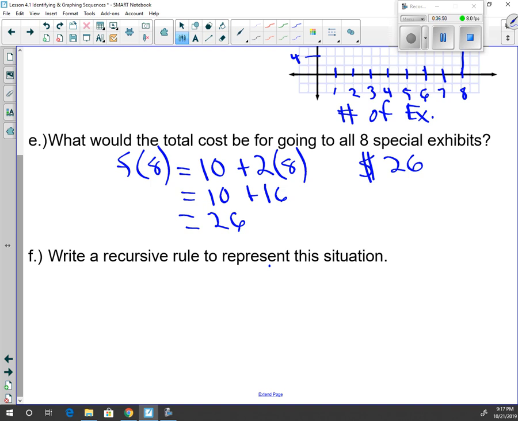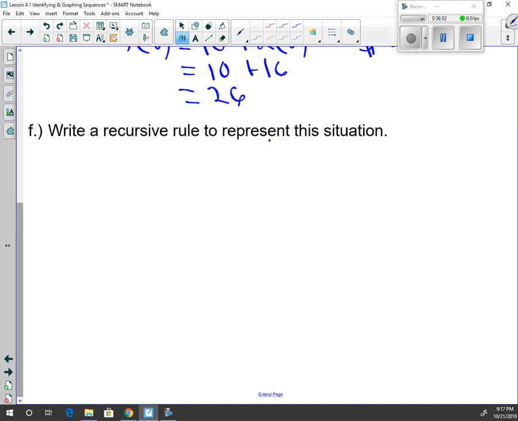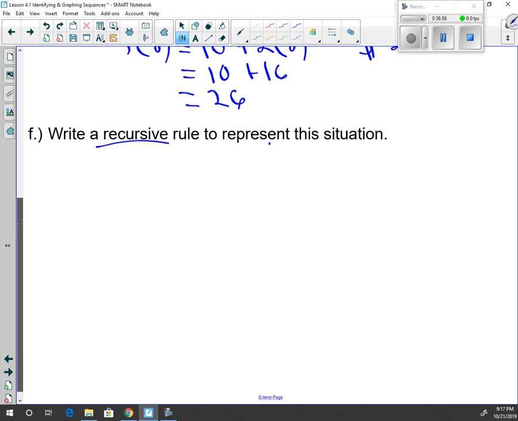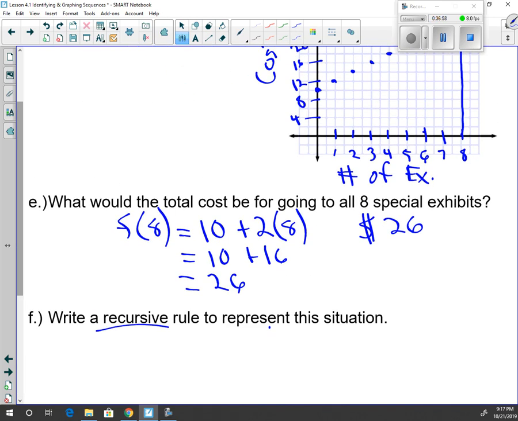$26. Now it says write a recursive rule to represent the situation. All right, recursive rule. Remember, we already talked about how what we wrote here, the original thing, f of n is equal to 10 plus 2n. We called it a function, and it is a function, but really, in terms of creating a sequence, which is the lens in which we're looking at everything, this is an explicit rule right there. But the recursive rule doesn't look anything like that, right?